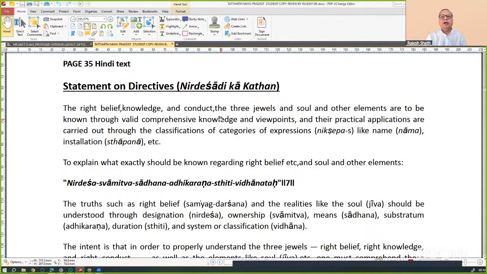Amita ji, you read statement on directives. Statement on directives, Nirdeshadi ka Kathan.